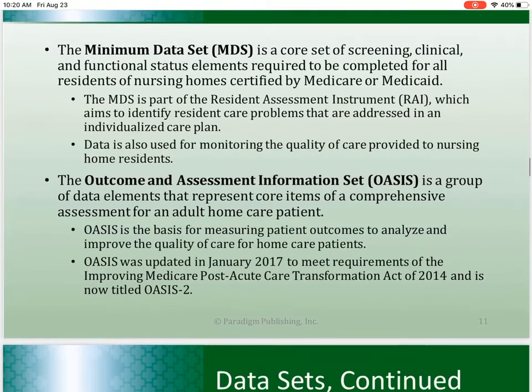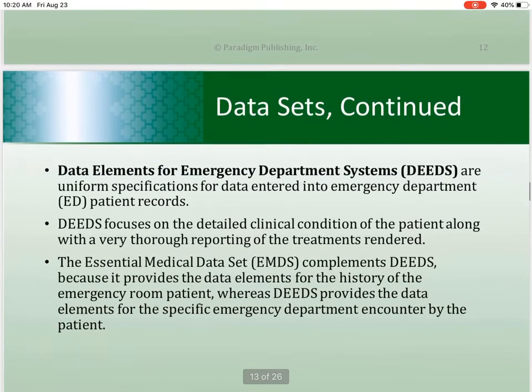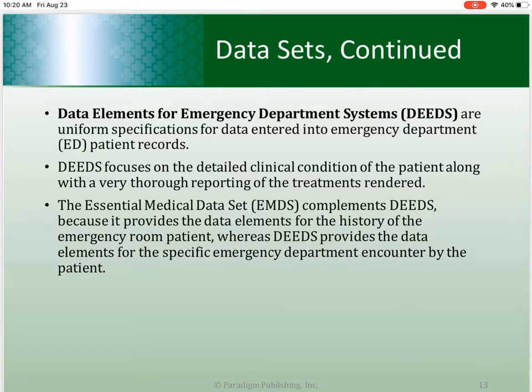All right, moving over to page 276, we do talk about both of the ED type of data sets. We've talked about these before a little bit. I'm not sure that we got into great detail about these, but just know that there's two of those. We have DEEDS, the data elements for emergency department systems, which are uniform specifications for data entered into emergency department patient records. So we got 156 data elements there.